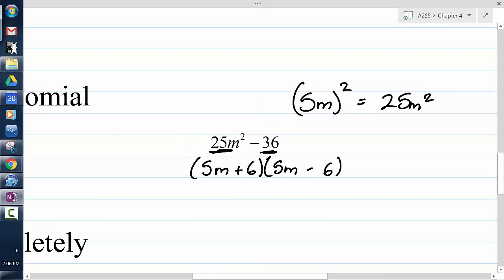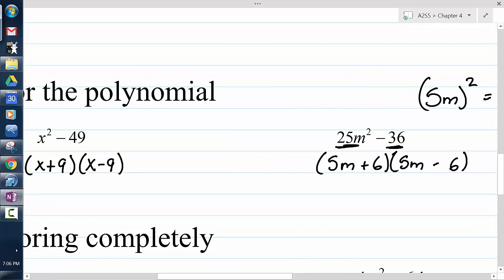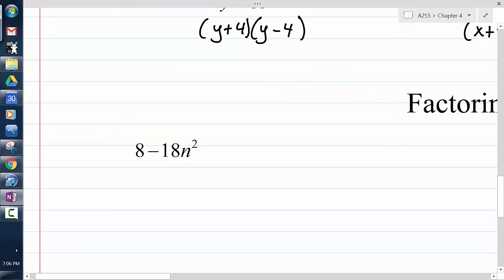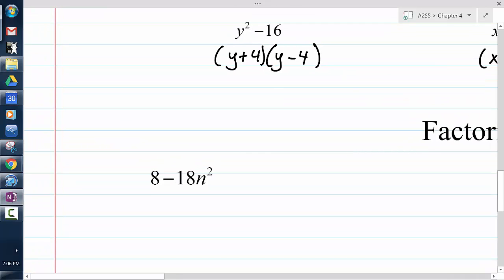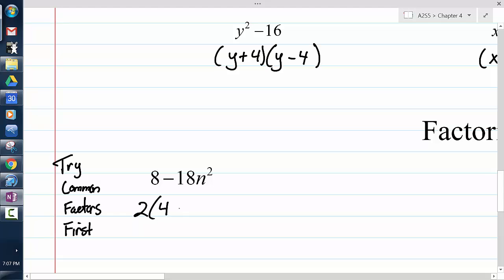So really, we're dealing with difference of squares and we're dealing with common factors. Putting those two things together, we can solve problems that look like this. 8 minus 18n squared. First off, you should always try common factors first. So try common factors first. Looking at what they have in common, I'll say they both have a 2 in common. So we can actually take a 2 out. And if I took a 2 out, that's going to give me a 4 minus 9n squared.